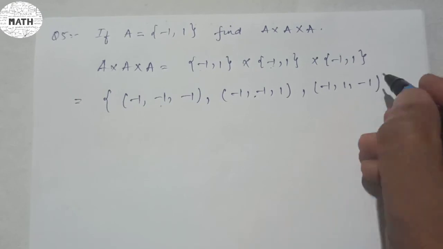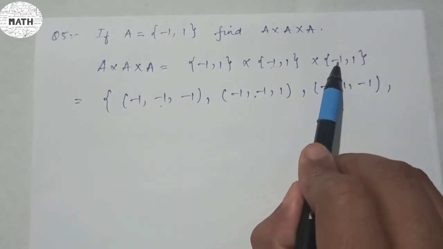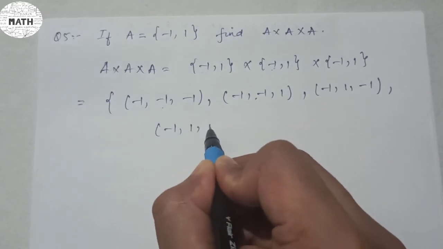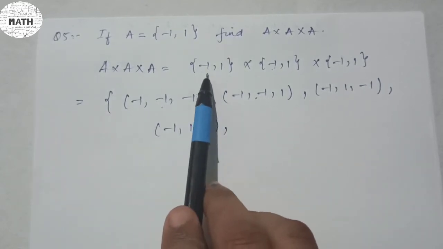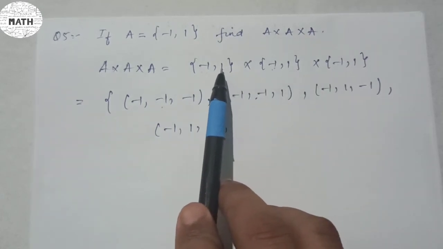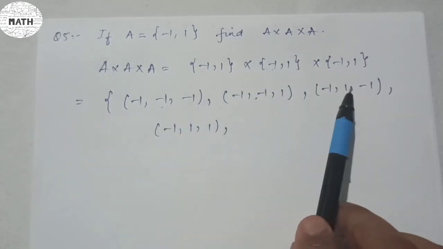I hope you're clear. Now similarly, as I'm done with this, I'm going to do it with that. So that will be minus 1, 1, 1. Now for minus 1, everything is over for this and this also. Now I'm going to do with the second element the same thing that I've done with these 4.